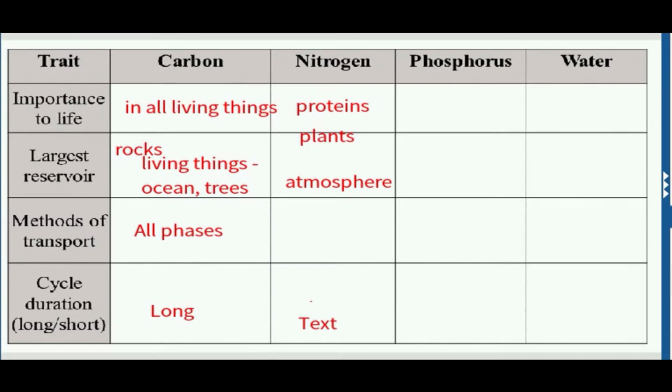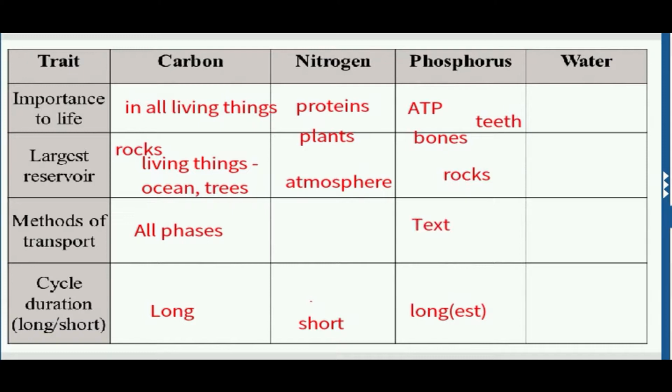Okay, let's see the next one. Phosphorus. See, this is why I didn't like rocks, because phosphorus is really more stored in rocks. In fact, phosphorus is the only cycle that doesn't have an air portion. There's no atmospheric component for the phosphorus. Phosphorus is in ATP. It's in our bones. It's our teeth.